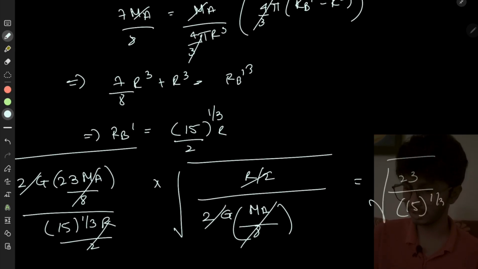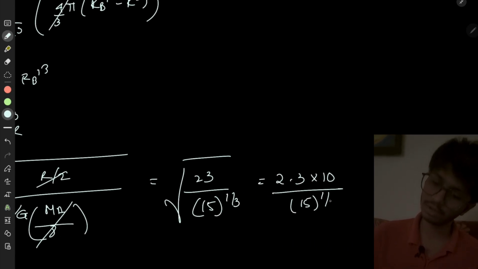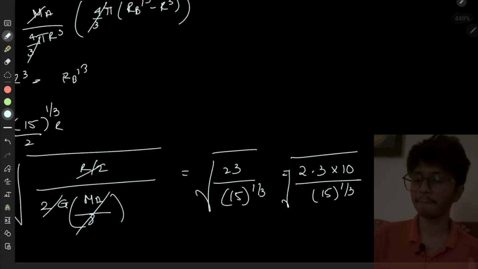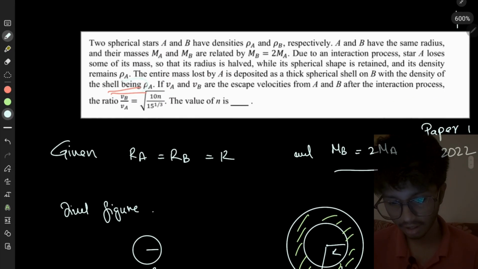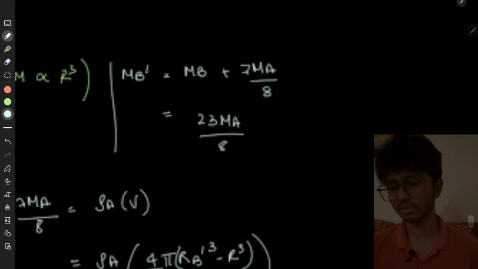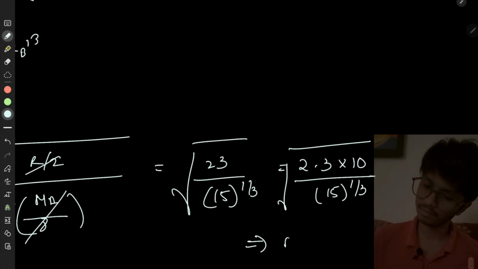23 upon 15 to the power 1 by 3, which is equal to 2.3 into 10 upon 15 to the power 1 by 3, and this implies that n is equal to 2.3. So this is the answer.